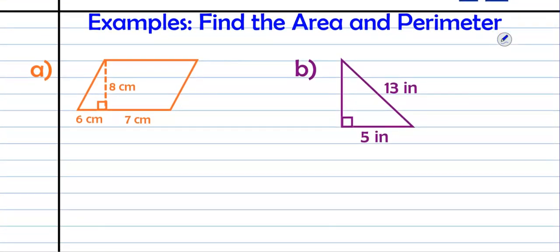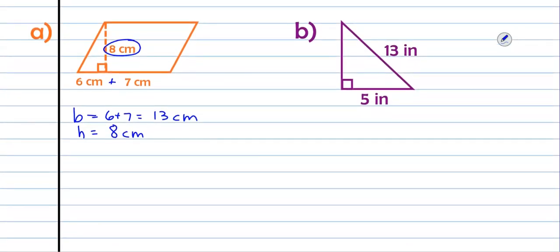So what I want to do first, once you get these copied in your notebook, is just identify the base and the height first. So our base, our little b, is going to be 6 centimeters plus 7 centimeters, which is 13 centimeters. And our height is given to us there. It's right here. It's 8 centimeters. So when we find the area of a parallelogram, it's just base times height. It's 13 centimeters times 8 centimeters.